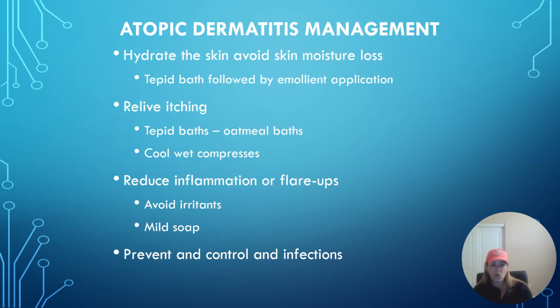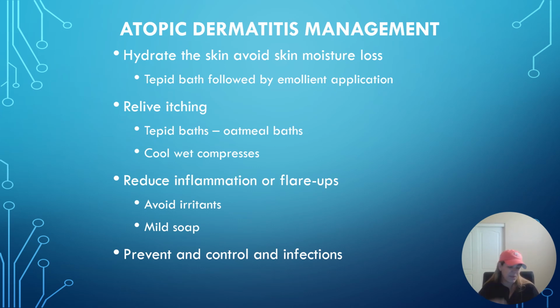Management, so this is important. Our job as nurses is to manage the dermatitis so that it doesn't get any worse, and hopefully will get better. So ways that we can do this is to make sure that the skin stays hydrated, and that we can give them a little tepid bath with an emollient application. That might help when the skin is very inflamed. Relieve their itching also with some tepid baths, maybe some oatmeal baths, so you can put them in these baths that will help soothe their skin. Cool wet compresses on the areas that are more severe can help the itching and reduce the inflammation or the flare-ups.